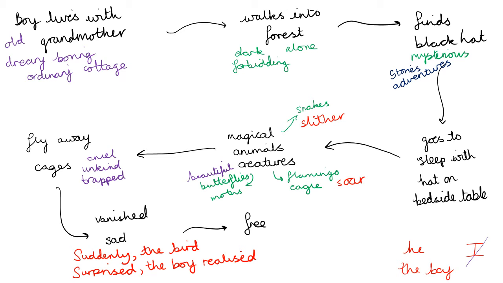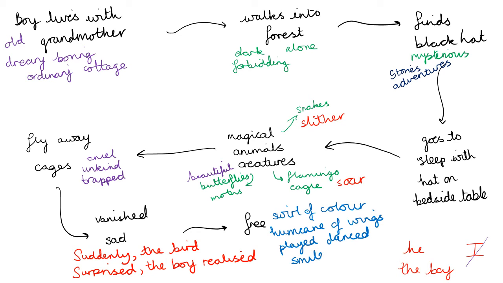Then think about the last bit, which is he realised that the cages were cruel and that he wanted to be free, and he set them free, and in a swirl of colour, or you could describe them as much as you can. You could say a hurricane of wings. So you're trying to get across the idea that they were all suddenly rising together and going away, and they played and danced. And he smiled. The whole point is that he is really joyful towards the end. So think about how he's going to show his emotions. Maybe he smiled and laughed.